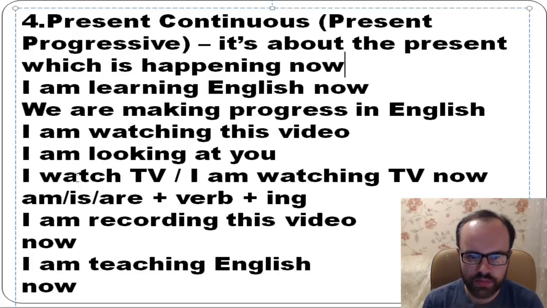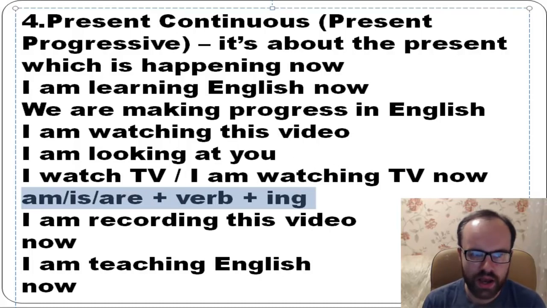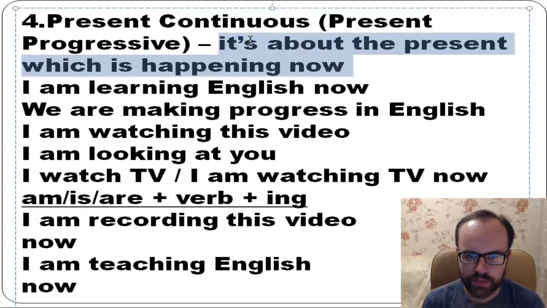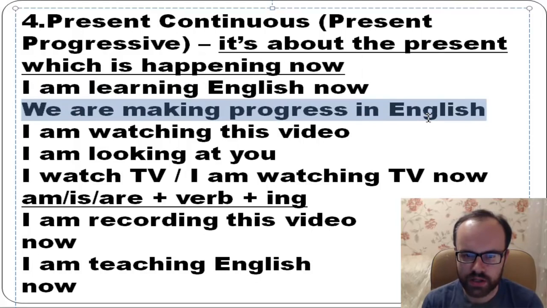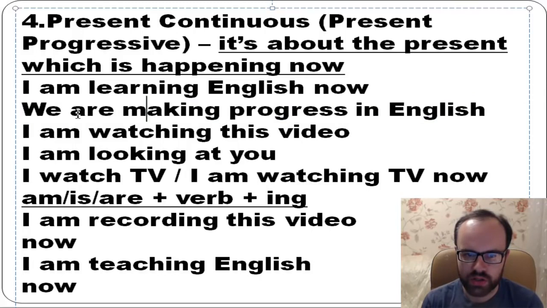And you know that we form it this way. Look, am, is, are plus verb plus ing. For example, I am learning English now. You see am plus verb learn plus ing. I'm learning English now. Now we are making progress in English. It means we are doing it now. It's happening now. So you see are, because of we are, make plus ing.